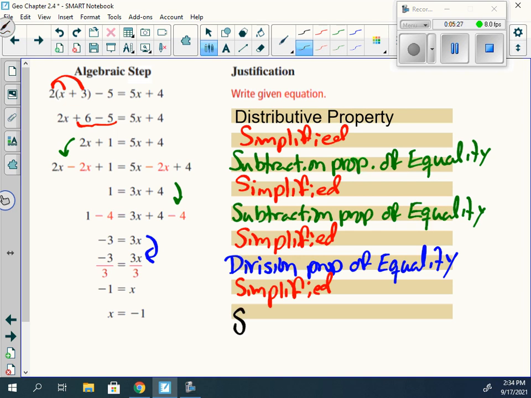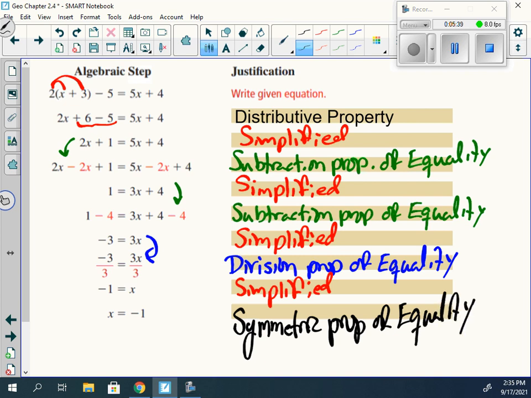And I'll go on and tell you this last one is our symmetric property of equality. We'll actually cover that here in a little bit, because the symmetric property of equality just says A is equal to B and B is equal to A. We can flip both sides of the equation. We're used to doing that. X equals 2, 2 is equal to X. It works either way.